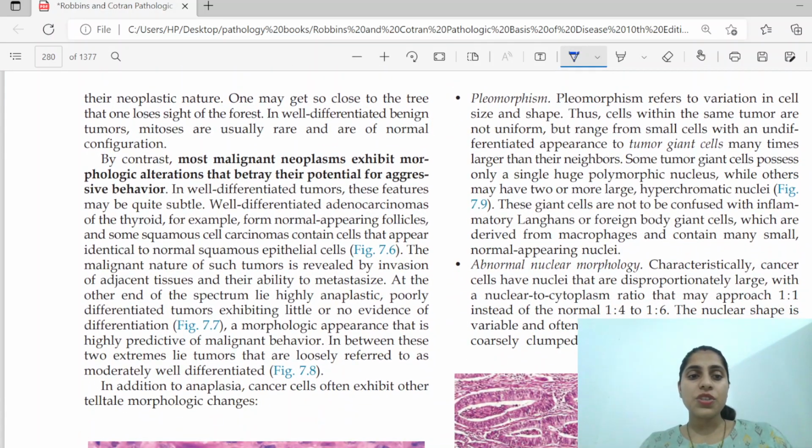tumor. Most malignant neoplasms exhibit morphological alterations that betray their potential for aggressive behavior. In well differentiated tumors, these features may be quite subtle.